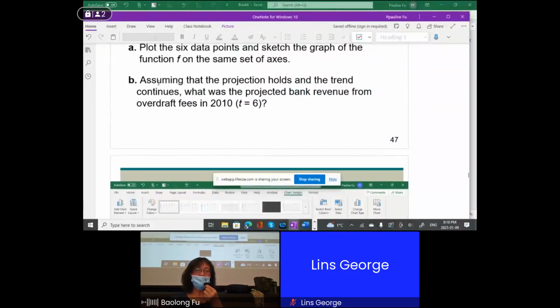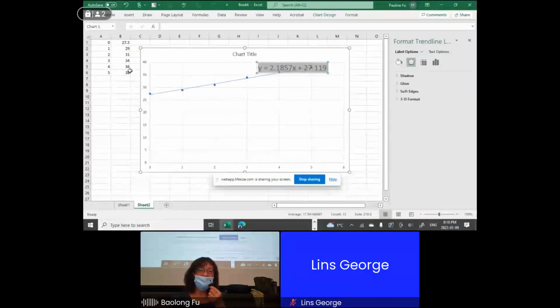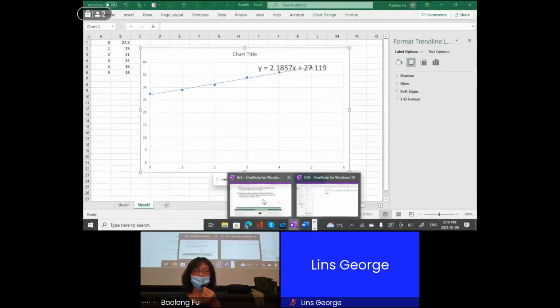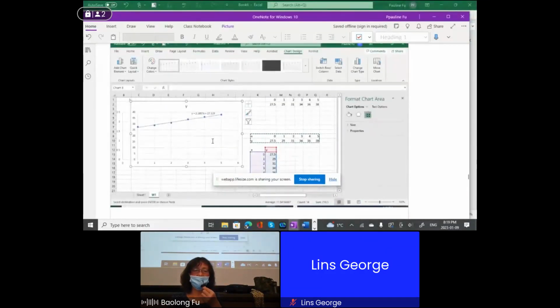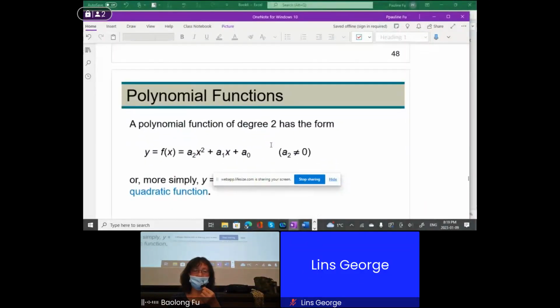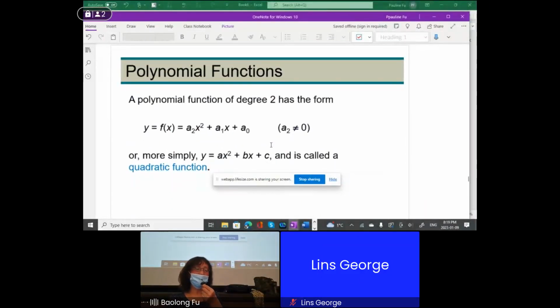And based on this equation, question B, you can make a forecast. When t equals 6, you plug in x equal to 6 here, you get y, okay? So 2.1857 times 6 plus 27.119, you get y. You can make a prediction based on this model. Okay, any questions? And this is the Excel I did, okay? Okay, that is the straight line.